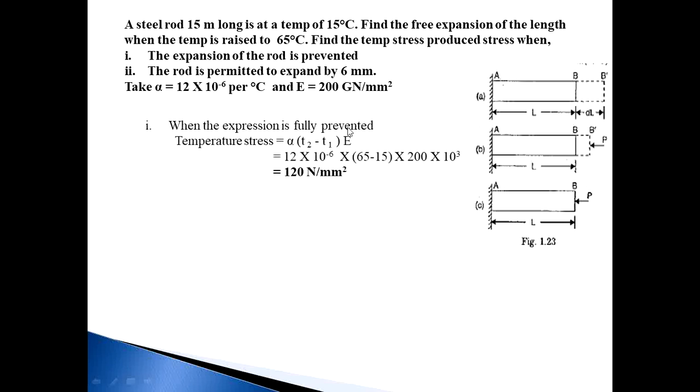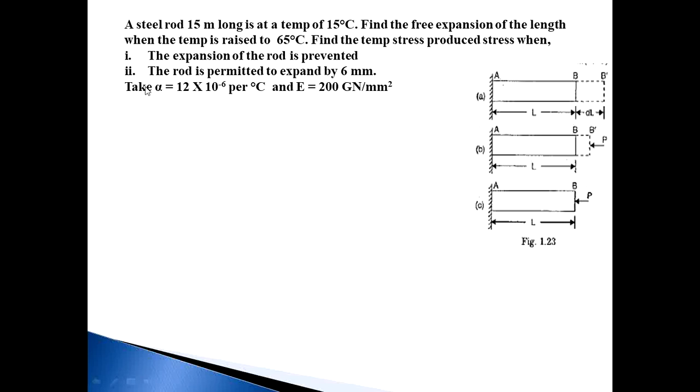When expansion is fully prevented, find out the stresses. The temperature stress is equal to alpha into T into E, where T is the difference between two temperatures, that is T2 minus T1. So alpha is equal to 12 into 10 raised to minus 6, into 65 minus 15, that is final temperature minus initial temperature, into 200 into 10 raised to 3 Newton per mm square. So the temperature stress when the expansion of the rod is totally prevented is 120 Newton per mm square.